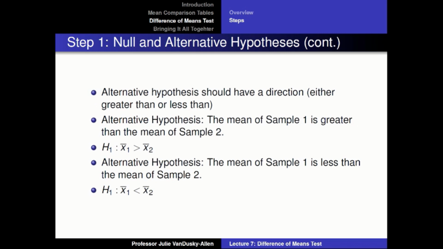Next, you have to write an alternative hypothesis. Your alternative hypothesis should always have a direction. So either it should state the mean of sample 1 is greater than the mean of sample 2, or it should state the mean of sample 1 is less than the mean of sample 2. The formal way to write the alternative hypothesis is to write H subscript 1 colon x subscript 1 bar is greater than or less than x subscript 2 bar.